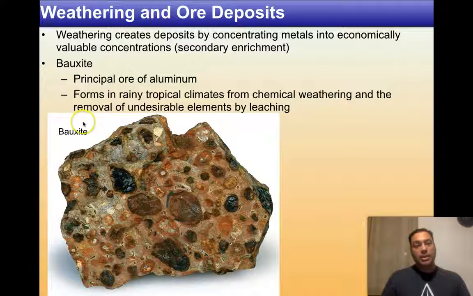And so you get a mineral or a rock called bauxite. It's actually a mineral, and it's the principal ore of aluminum. It's aluminum oxide, and is found in rainy tropical climates from chemical weathering and the removal of undesirable elements by leaching, right? So this is right out of what you would consider the E-horizon. And this is where we get our aluminum from to make all of our aluminum products. There are other sources of aluminum as well. Bauxite is the most economical way to do it.